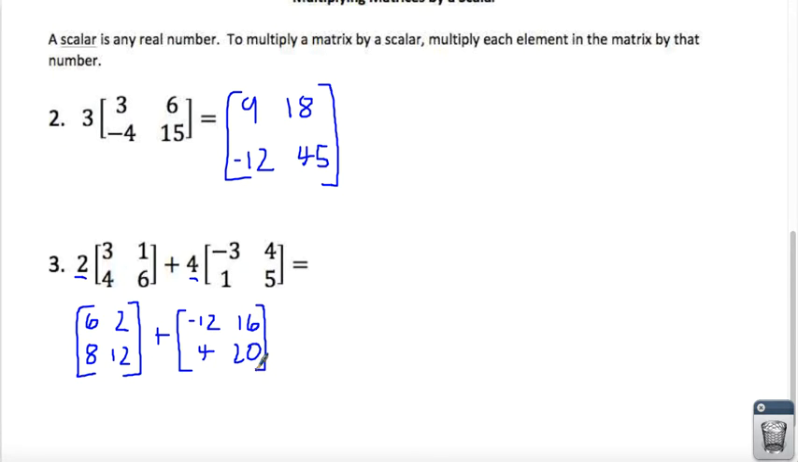And then we just add like the previous example. So 6 plus -12 gives me -6. 2 plus 16 is 18. 8 plus 4 is 12. 12 plus 20 is 32. So, pretty simple so far.